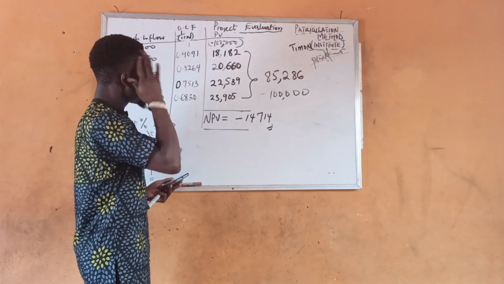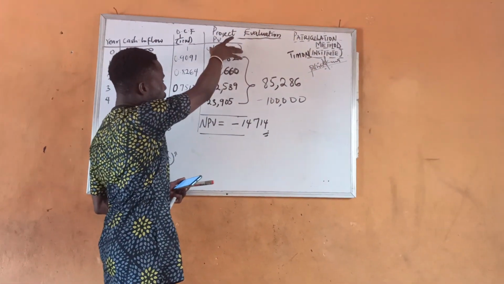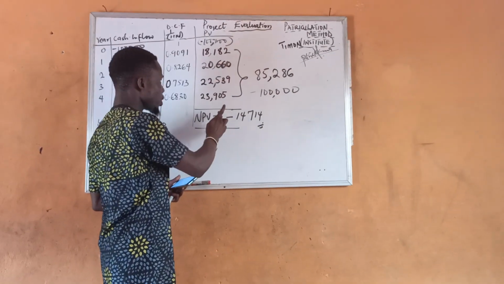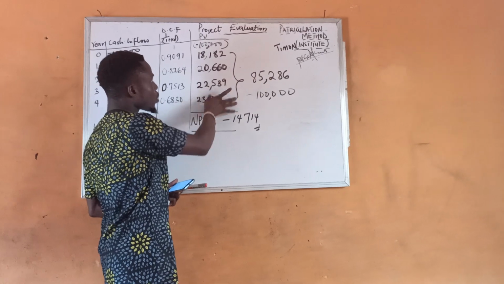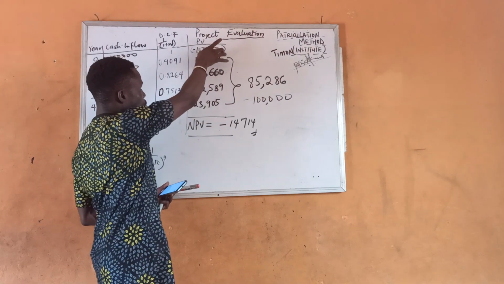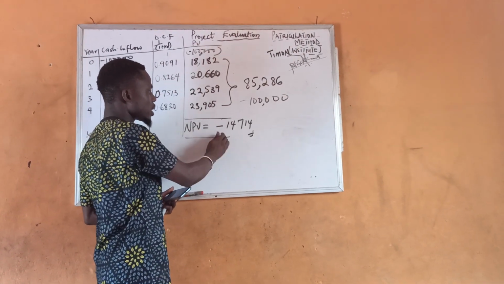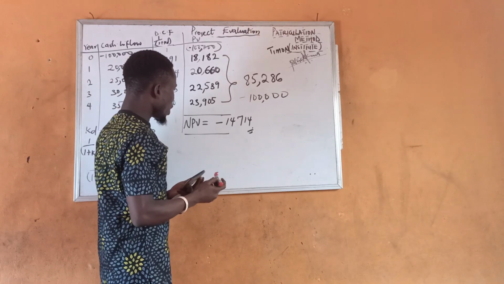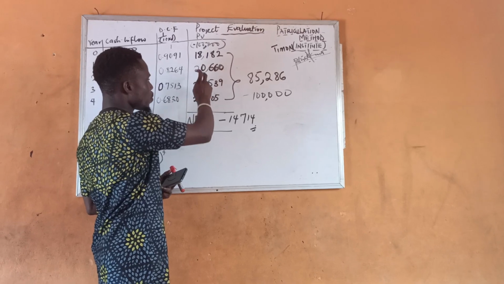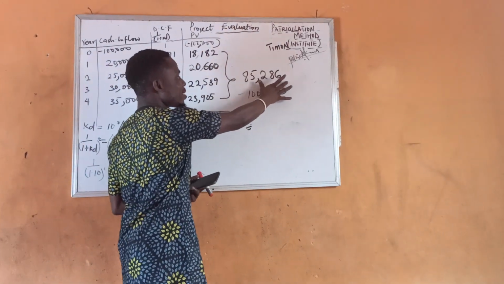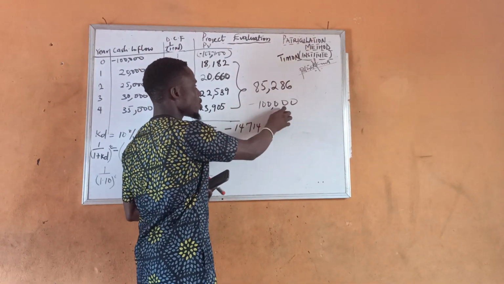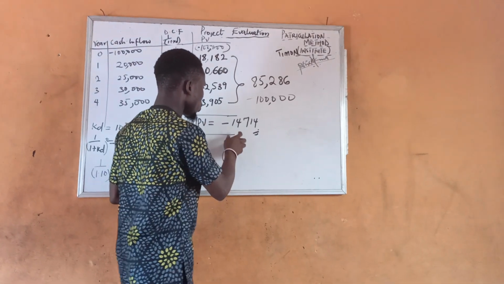Okay. Now, for us to get our net present value here, it will be the total of these 4 years. The present value of the 4 years will be subtracted from the initial outlay of 100,000, or you press minus 100,000 plus everything here, you get the net present value. So here, 18,182 plus this will give us 85,286. So when we subtract it from 100,000, that is 85,286 minus 100,000, will give me a total of what?